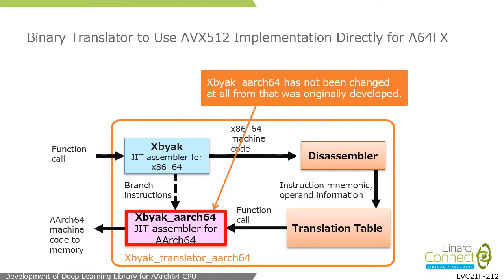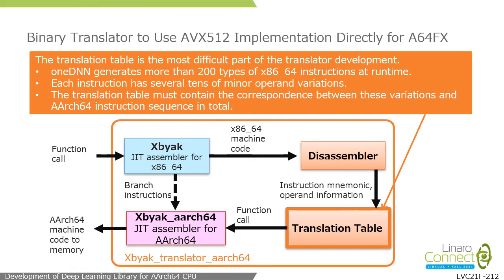Xbyak AArch64 has not been changed at all from what was originally developed. The translation table is the most difficult part of the translator development. oneDNN generates more than 200 types of Intel instructions at runtime. Each instruction has several tens of minor operand variations. Therefore, the translation table must contain the correspondence between several thousand Intel instruction variations and ARM instructions in total.